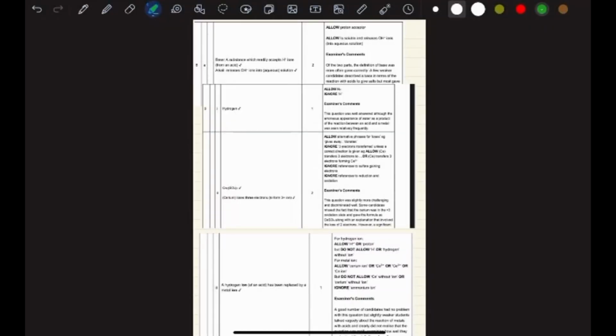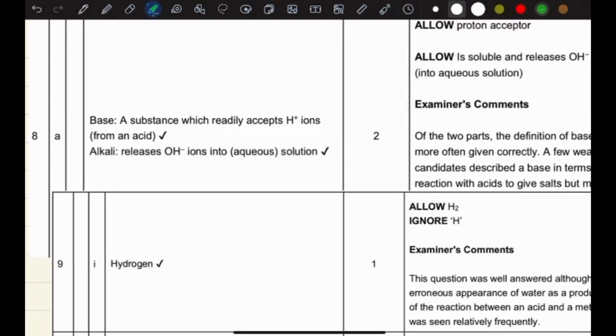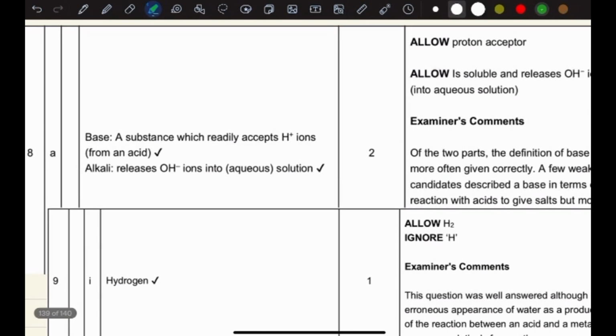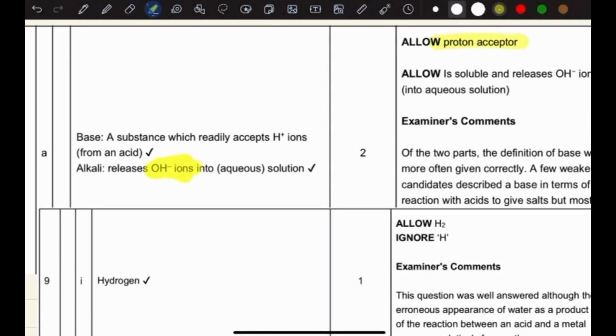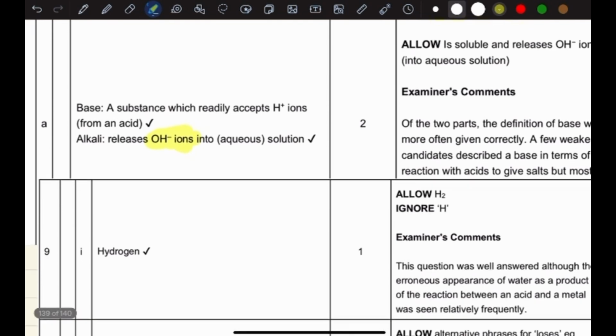Okay, and let's get into the answers now. So, guys, recall, you should be able to get this. Base: proton acceptor. See here, it says that it will just accept protons. And then alkali, you need to mention OH minus ions very specifically. Remember those, that's easy marks to pick up.